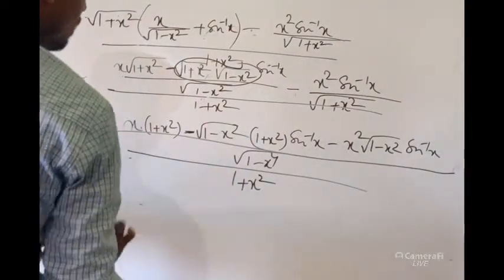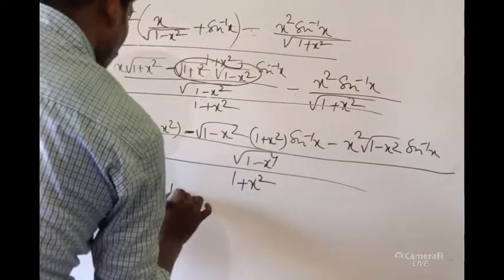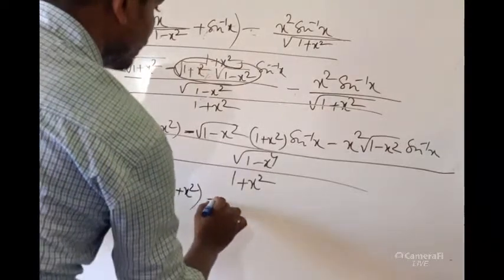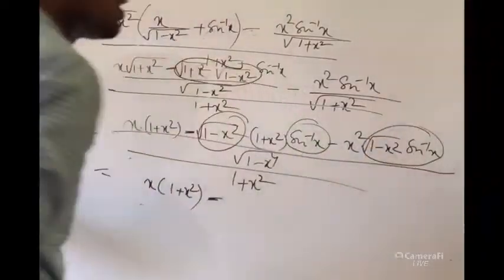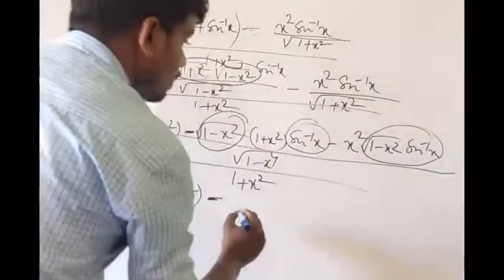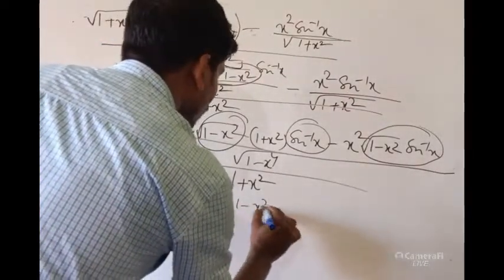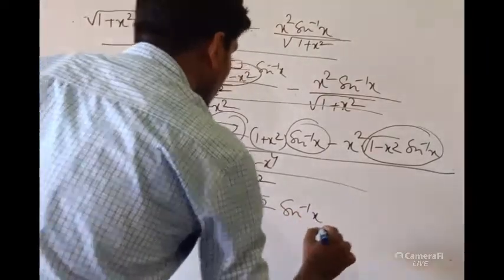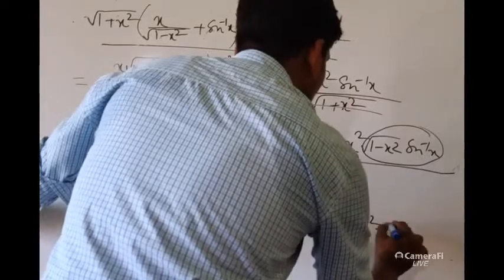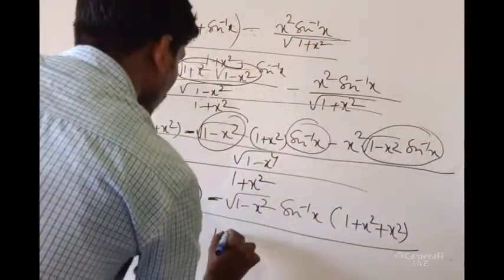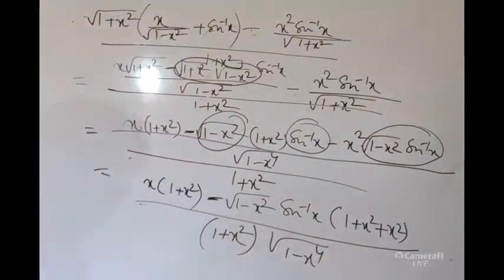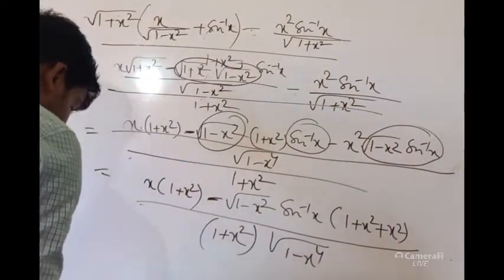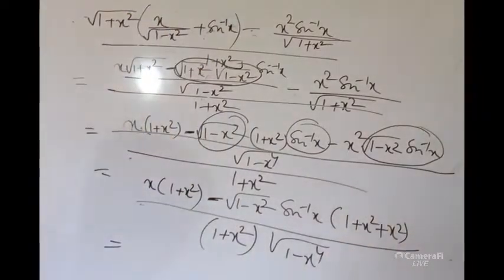Now here x whole into 1 plus x square and minus here root over 1 plus x square sin inverse x, and also here root over 1 plus x square 1 minus x square and sin inverse. So we take here common. This is minus 1 root over 1 minus x square and sin inverse x, and here 1 plus x square and cross x square is here, and divided by 1 plus x square and into root over of 1 minus x to the power 4. Okay.